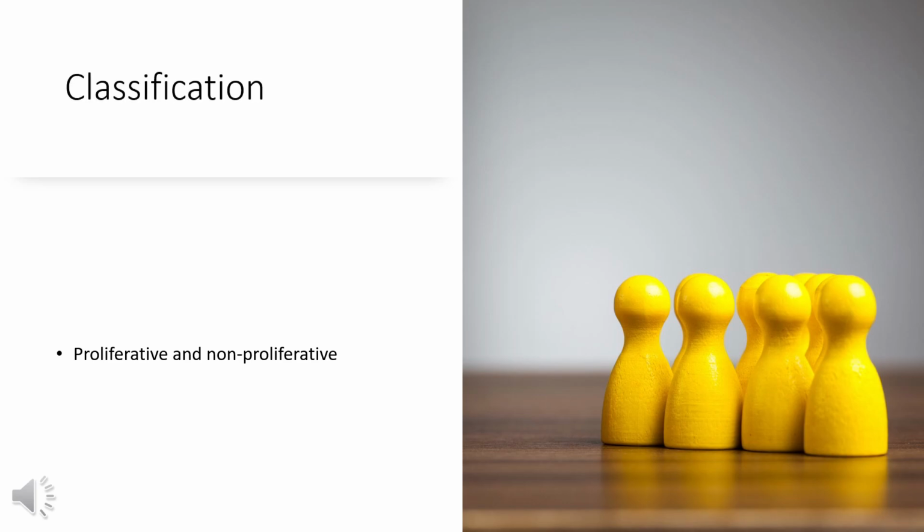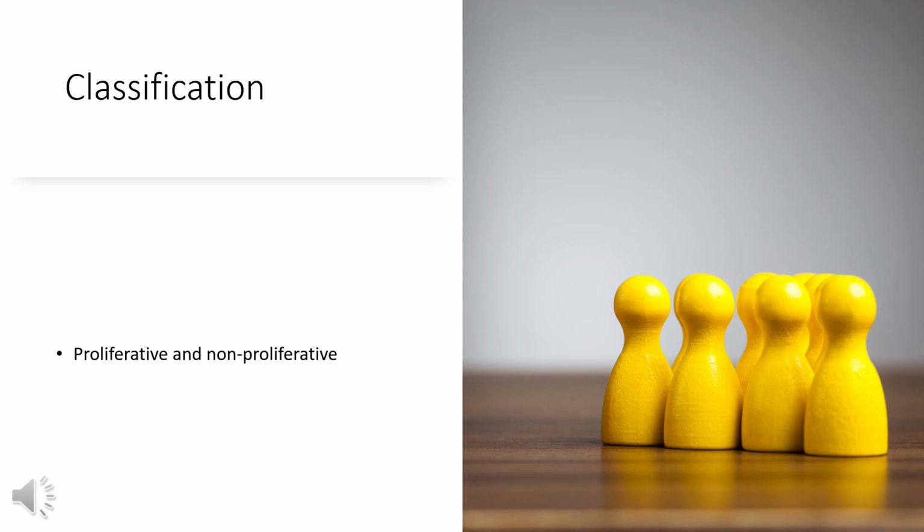Now let's look at the classification of diabetic retinopathy. Diabetic retinopathy is classified into two main stages. The first is non-proliferative diabetic retinopathy, or NPDR. This is the early stage and is characterized by microaneurysms, retinal hemorrhage, and hard exudates. Vision may still be normal at this stage.